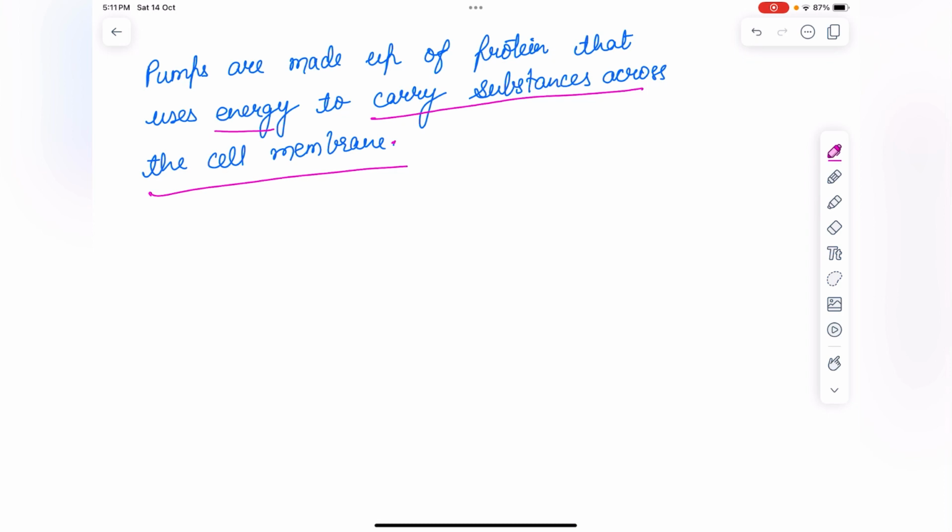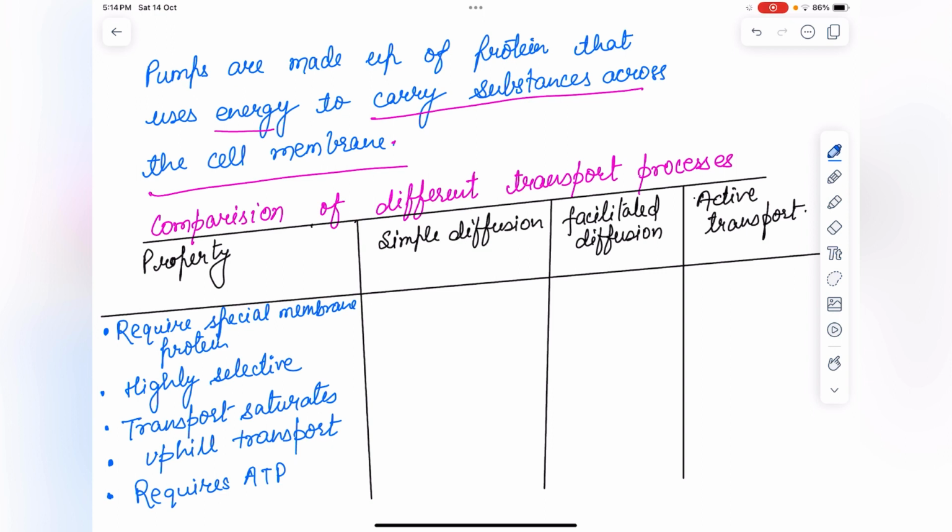Okay, next we will see the comparison of the transport mechanisms. The first property is requiring a special membrane protein. In simple diffusion, it requires no special membrane. We can see it anywhere.